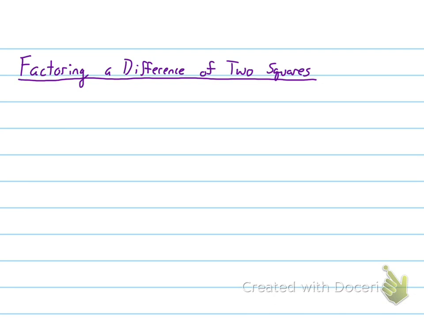In some space in your notebook, we need to write down a rule for factoring a difference of two squares. If I have a squared minus b squared, I can write out my factors as a plus b times a minus b. In this class, all we're really going to look at is when they're perfect squares, so when I can easily take the square root of both terms, that's what I'm working with.